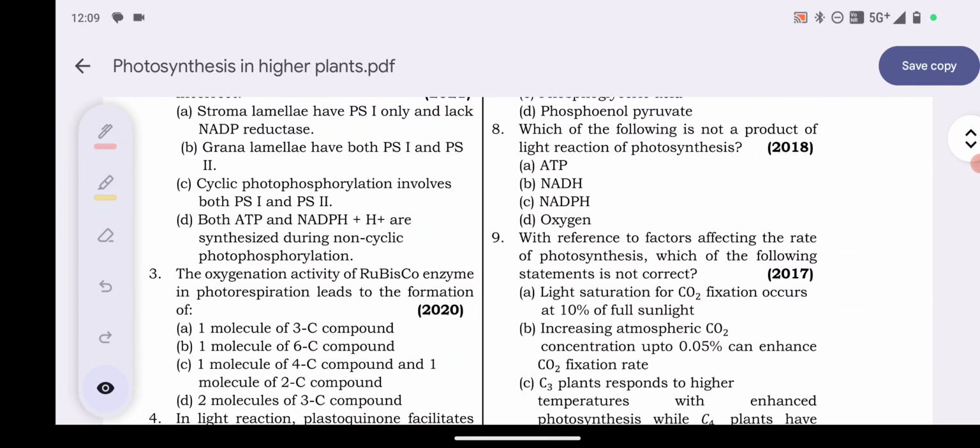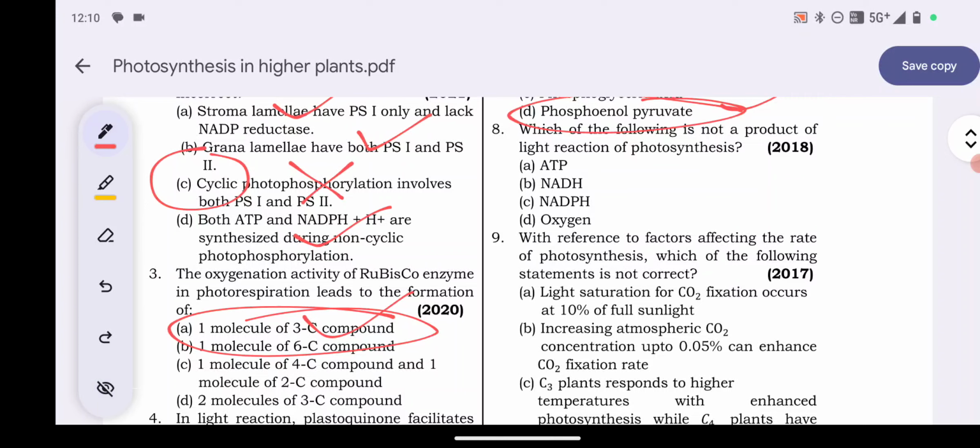Next, question number 8. Which of the following is not a product of light reaction in photosynthesis? कौन सा एक प्रोडक्ट नहीं है? सो हियर एटीपी तो प्रोडक्ट है ही, NADH नहीं है, NADPH ऑक्सीजन, ये सब प्रोडक्ट है. ओके, सो बी ऑप्शन आपका आंसर होगा.